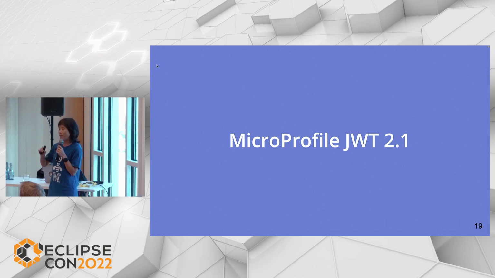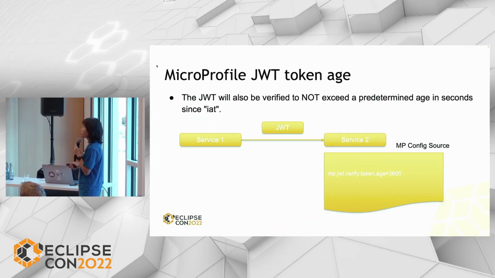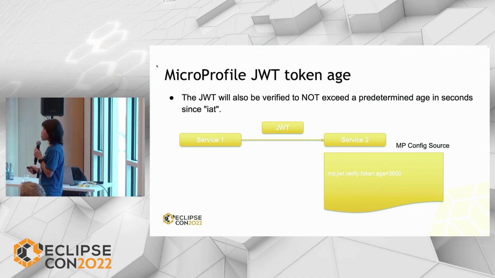OpenAPI 3.1, basically the spec has been staged, so its ballot will start shortly. When I say ballot, the working group members will verify whether the release is good or not. So the next thing is MicroProfile JWT 2.1. In JWT 2.1, basically a few properties are being added. So these are all the MicroProfile properties.